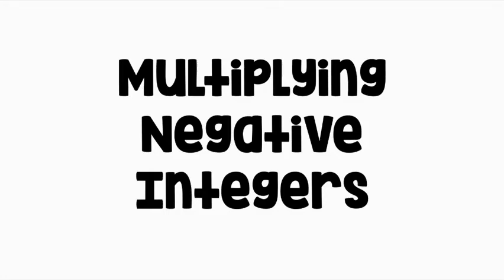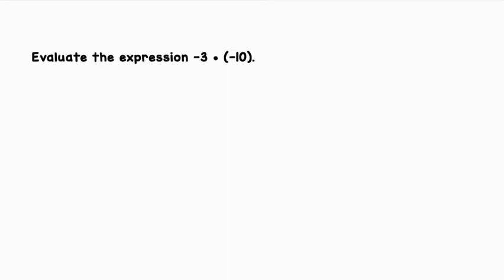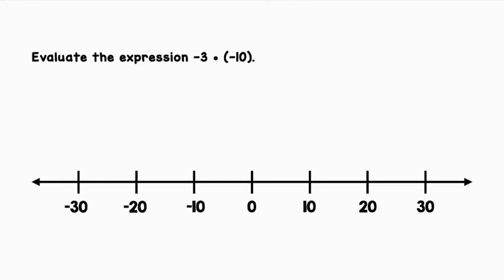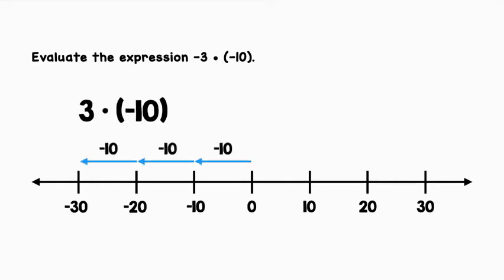Multiplying negative integers. Evaluate the expression -3 times -10. Let's use a horizontal number line to solve this problem. But before we do, let's look at a very similar expression, +3 times -10. We would represent this on the number line by moving to the left 10 spaces 3 times. That will give us -30.